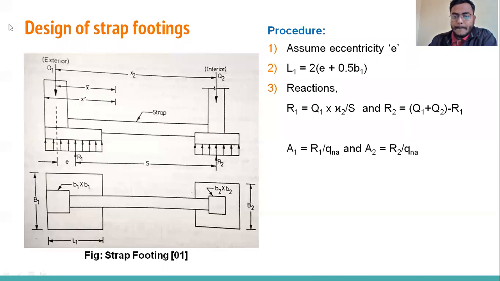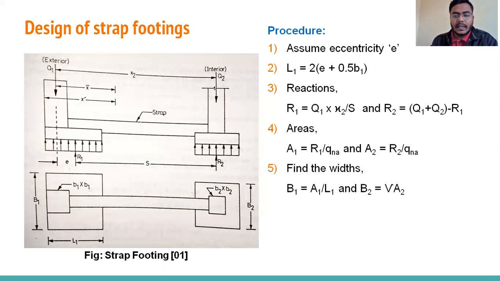Now, once we have the R1 and R2, then we can calculate A1 and A2, where A1 is the required area for the first footing, and A2 is the required area for the second isolated footing, where Qn is the soil allowable pressure, and R1, R2 are their reactions. By using this relation, we can calculate the required area for the first footing, that is rectangular in shape, and for the second footing, that is square in shape.